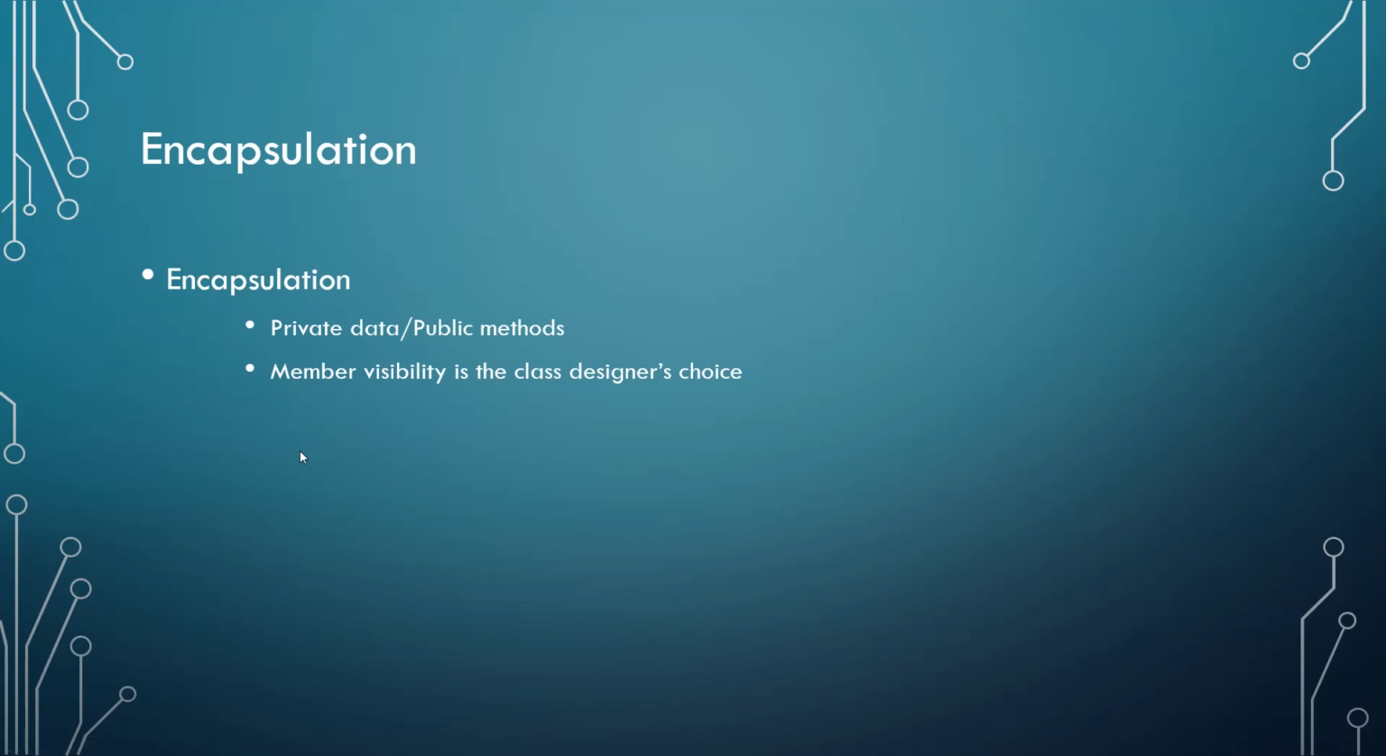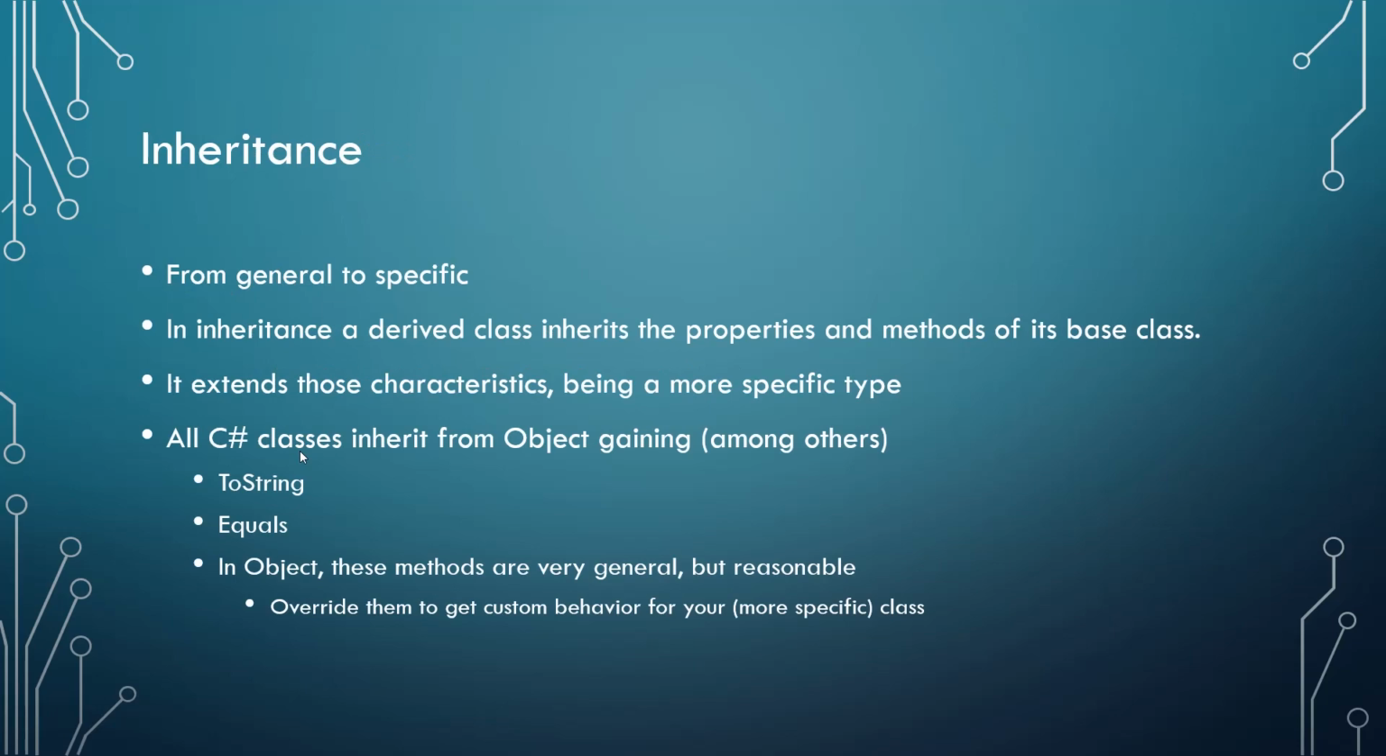So, encapsulation: you have private data and public methods, but member visibility is the class designer's choice. You're encapsulated within a class, and whether or not you want to let outside code have access to data or to methods is up to the class designer's choice. Encapsulation.